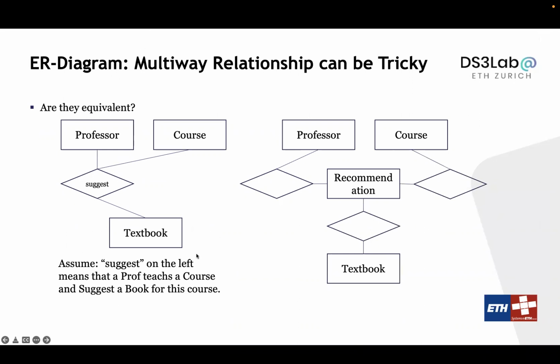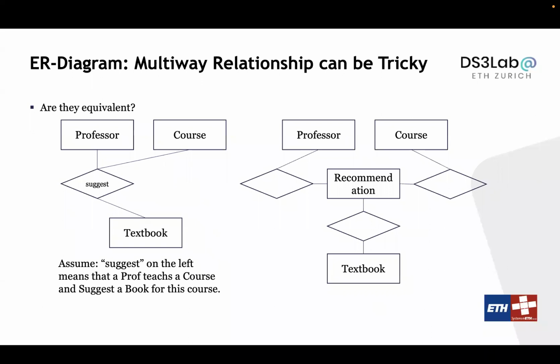Okay, so let's continue. Here we are looking at two different entity relationship diagrams. One thing that we want to understand is, are they equivalent? We are going to introduce a precise way to test it. But before that, let's look at these two diagrams and see what their difference is. On one hand, you have one three-way relationship, suggest, between professor, course, and textbook. On the right-hand side, you actually have four different entity sets. You have professor, course, and textbook, but you also have another entity set called recommendation. And each recommendation can be associated with a professor, with a course, and with a textbook.